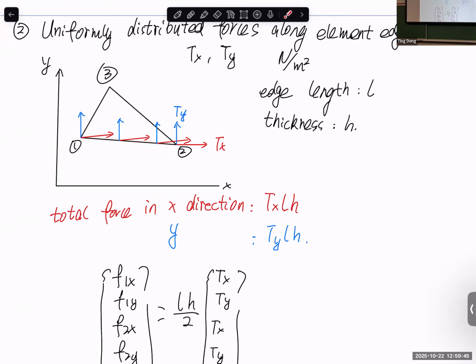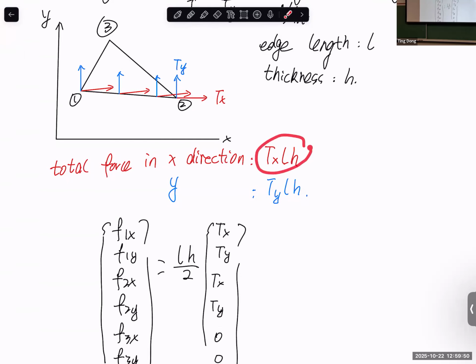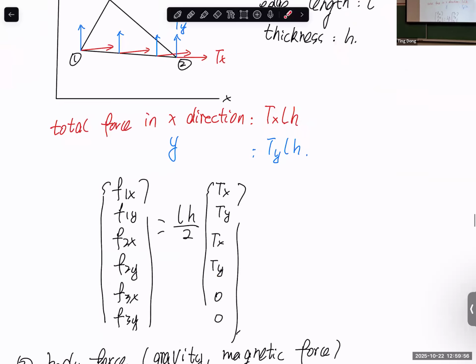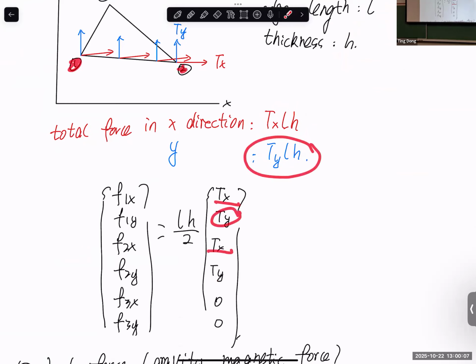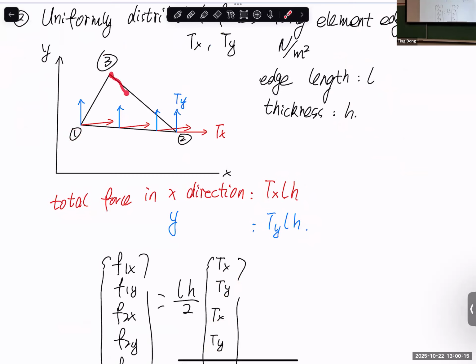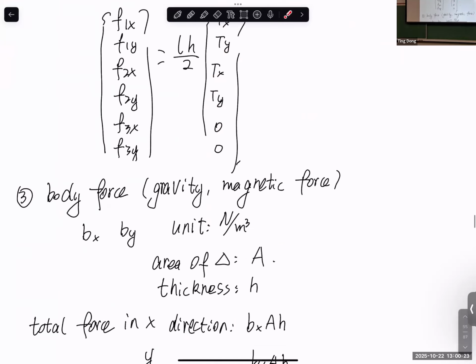So we can simply understand that since it's uniformly distributed, what we can do is calculate the total force in the x direction, which is force per unit area times this area. And we divide by half, since the example here is edge 1, 2, so half here. Similarly, the total force applied in the y direction is split half to node 1 and 2. And we're done. Of course, if the force is applied on this edge, then simply these two components become 0. And half here, right? Same thing.